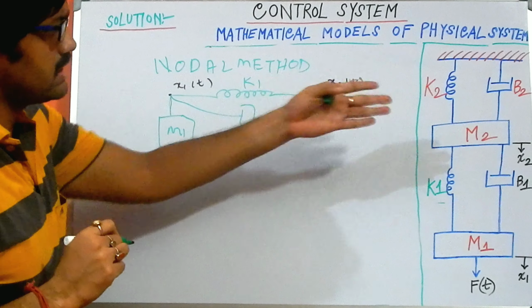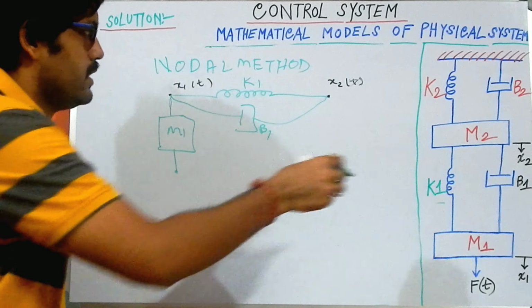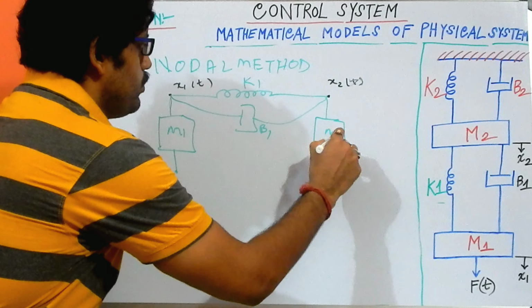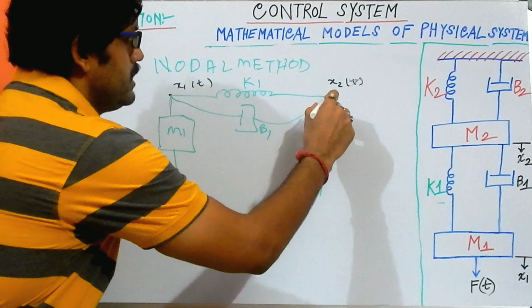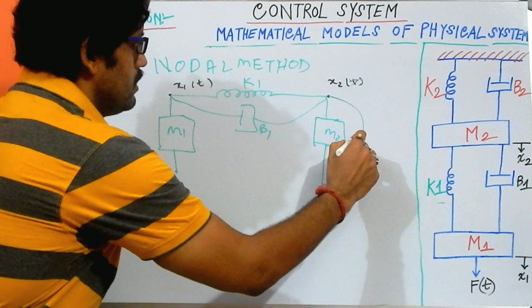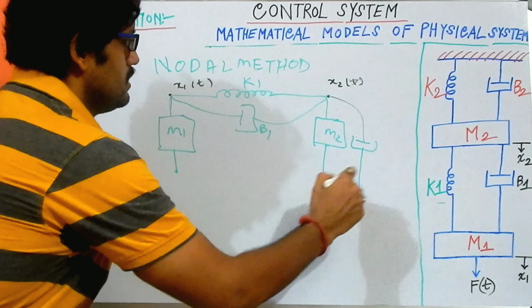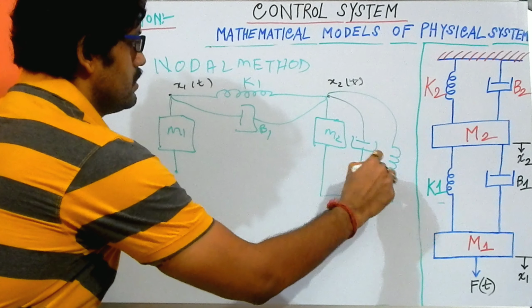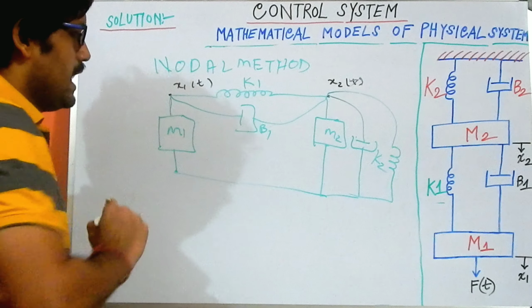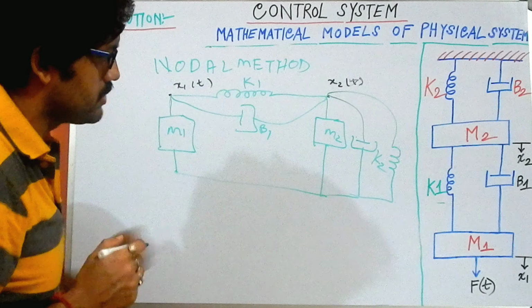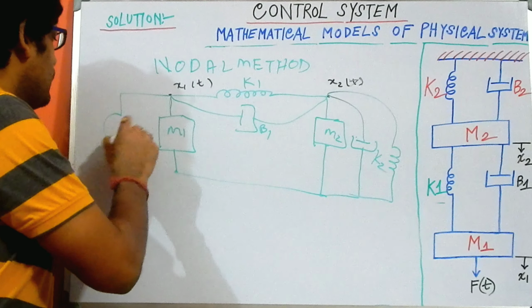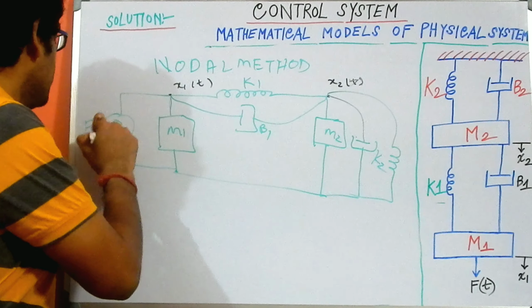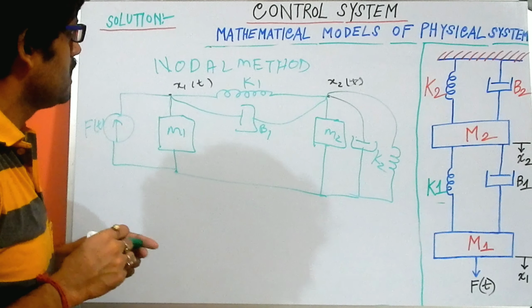And what are the blocks connected with our x2? M2 is connected with x2. So this block is M2, and B2 is connected with x2, and the last one, K2, is also connected with x2. So this is our block, and our supply is connected with x1. That is why I will draw the supply here, which is the supply force F(t).